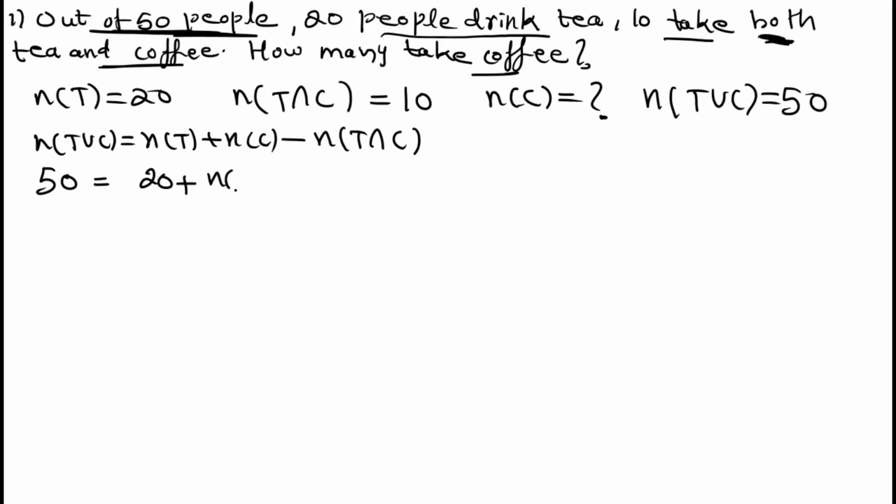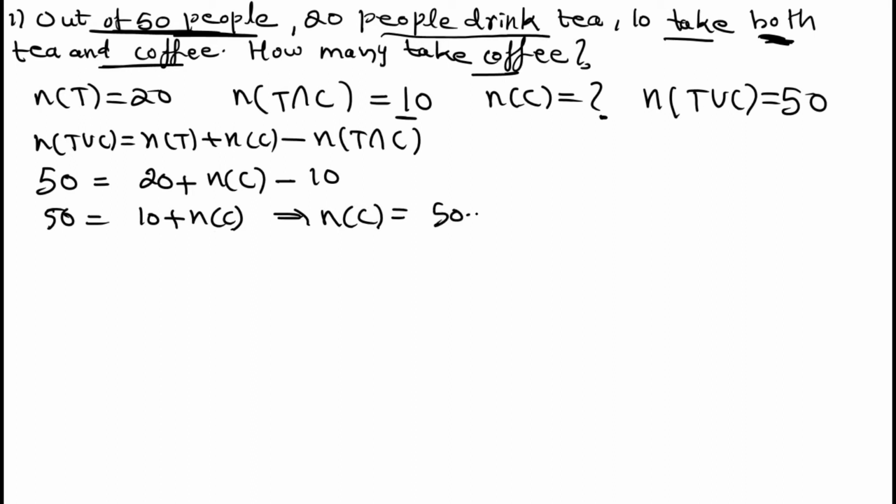N of C, you need to calculate the number of people taking coffee, minus n of T intersection C. Here the data is there, right? 50 is equal to 10 plus n of C. That implies n of C is equal to 50 minus 10. So n of C, the number of people taking coffee, is equal to 40. Clear? Just shifting 10 to the LHS.